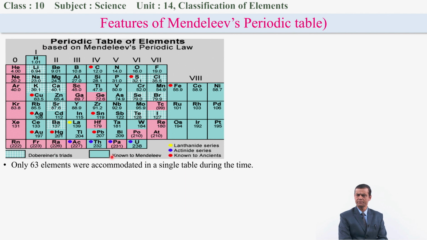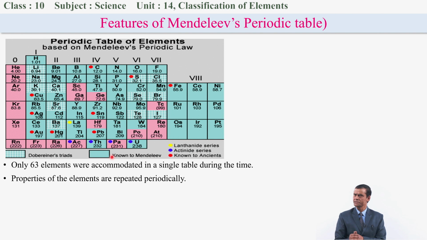So, let us discuss the features of Mendeleev's periodic table. There were only 63 elements discovered during the time of Mendeleev. So, this table was also in short form, because elements were not more in number, only 63 were accommodated. So, properties of elements are repeated periodically.